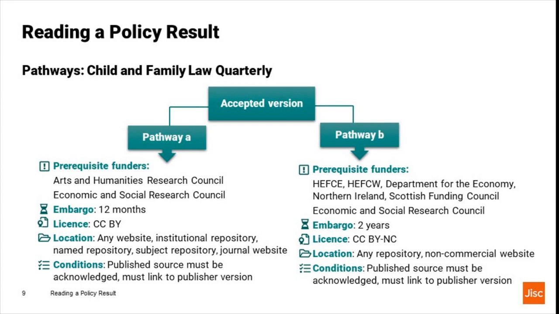If you're funded by the Economic and Social Research Council, you can see that you could select Pathway A or Pathway B, but the important differences to note are the different embargo periods, the different licence and the different locations. The author could therefore select Pathway A or Pathway B depending on their preferences.